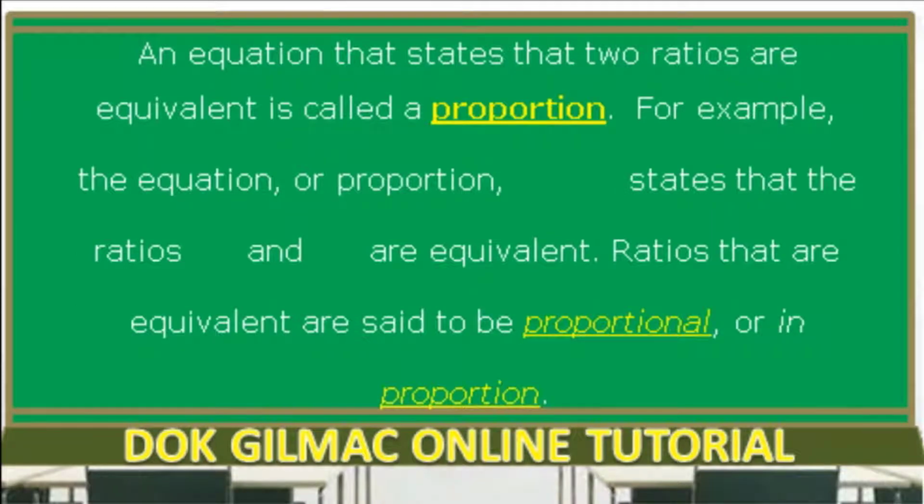An equation that states that two ratios are equivalent is called a proportion. For example, the equation or proportion 4/5 is equal to 8/10 states that the ratios 4/5 and 8/10 are equivalent. Ratios that are equivalent are said to be proportional or in proportion. So take note of that.